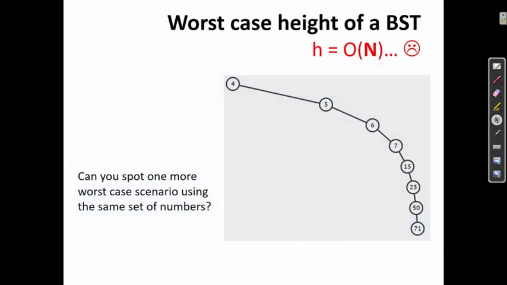The point of this particular lecture is to allow you to understand what a BST is, and the next lecture will tell you how to balance your binary search tree, so that the height is always maintained at O(log n). In that case, all your operations will be O(log n). Can you spot another worst case scenario?